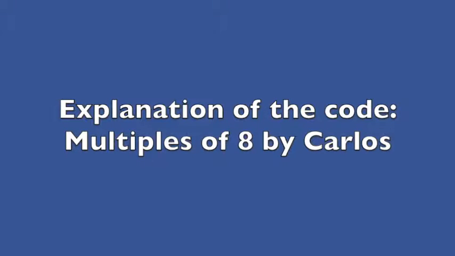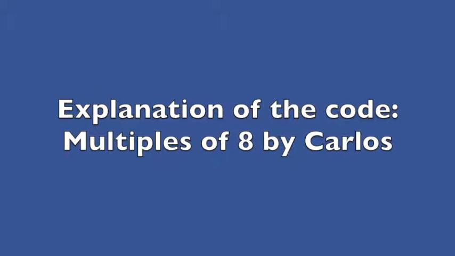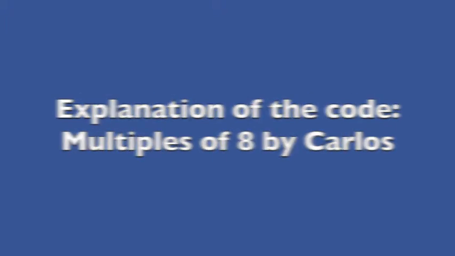Hi, my name is Carlos and I'm going to explain my code for the second challenge. The aim of this code is to enable the display so that when we press the buttons, it will increase with the left button and decrease with the right button. And whenever a multiple of 8 is shown on the display, the red, yellow and green LEDs will be turned on.